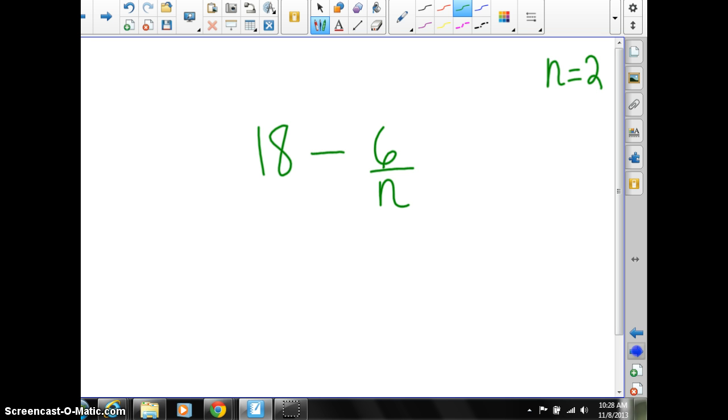Natasha. She crossed out the n and made it a 2. What is 6 divided by 2? She says it's 3. So 18 minus 3? 15. Good work.